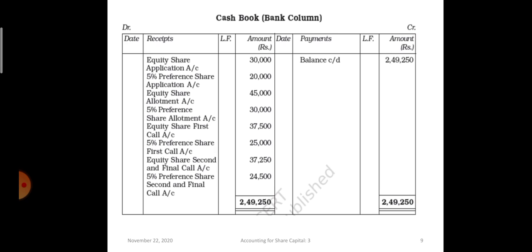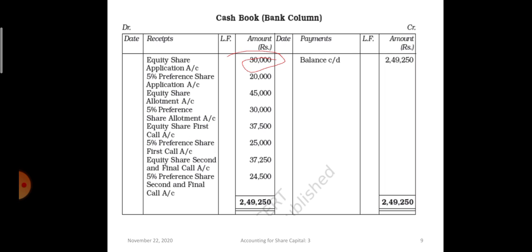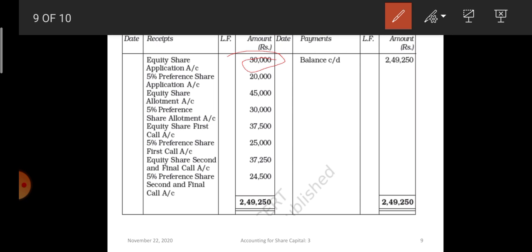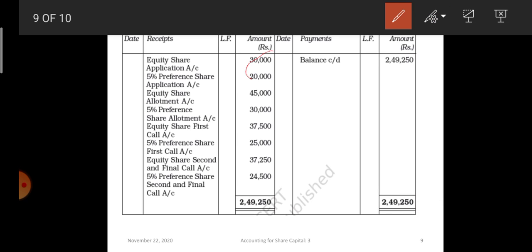Now see, the first entry on 15,000 equity shares at the rate of rupees 2, 30,000 is received. The first entry will be bank account debit to equity share application, in the same manner in case of preference share also. Bank account will be debited, equity share application and preference share application will be credited. That's why on the debit side we are showing this 20,000 and 30,000 rupees.